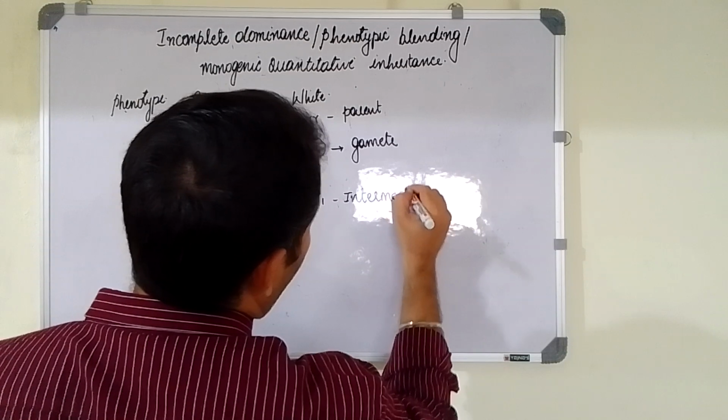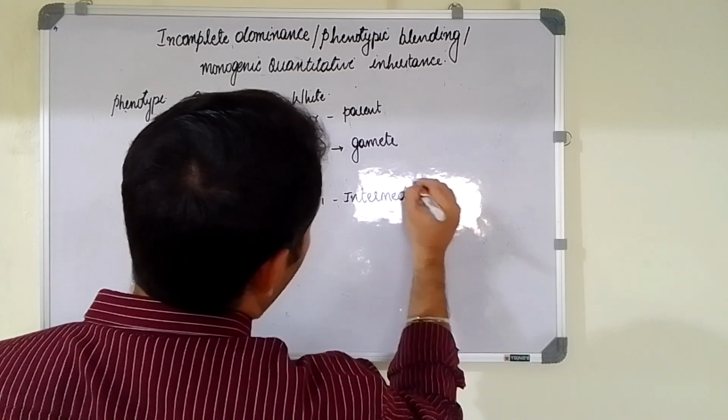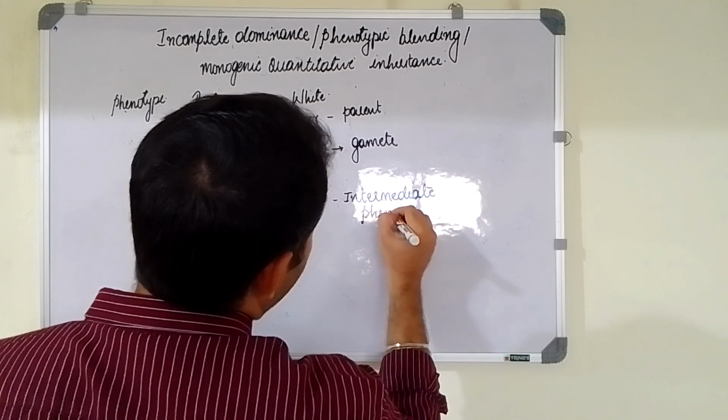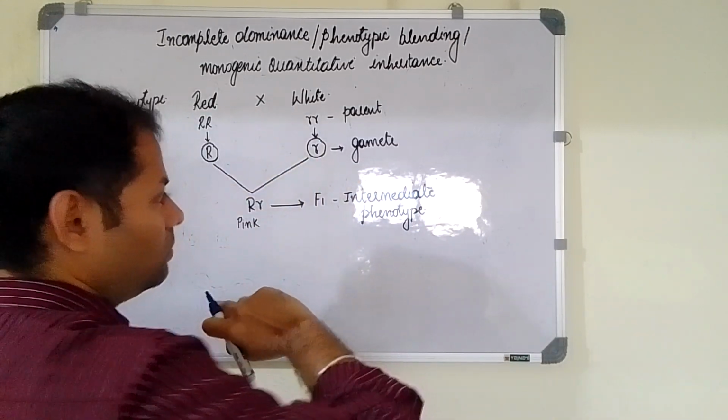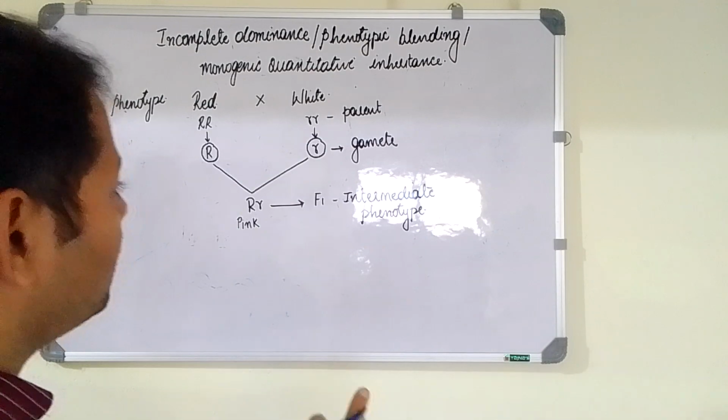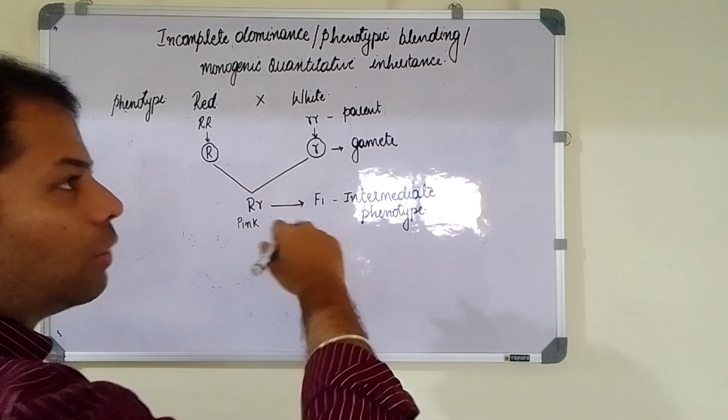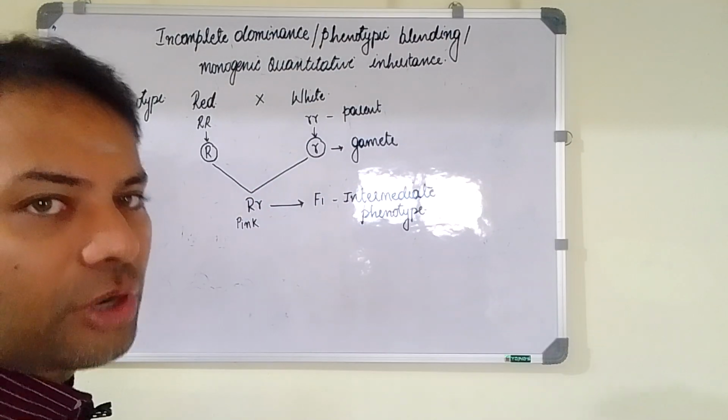This pink color flower is an intermediate phenotype. It is not resembling any of these two parents. Okay, the flower color is different here. Now, what is the reason for having a different pink color flower?